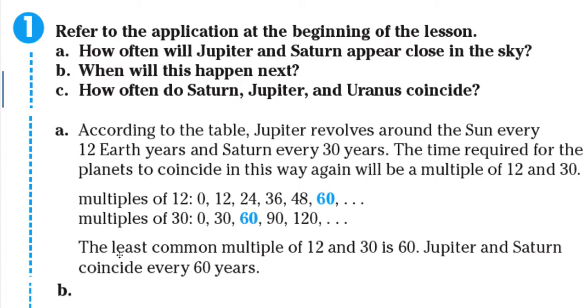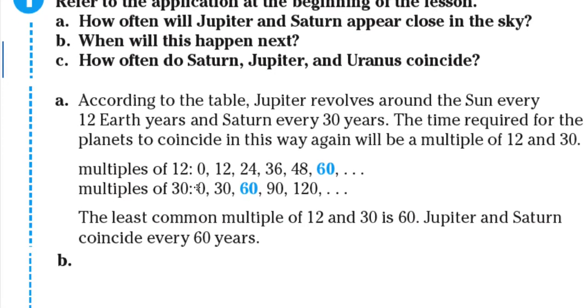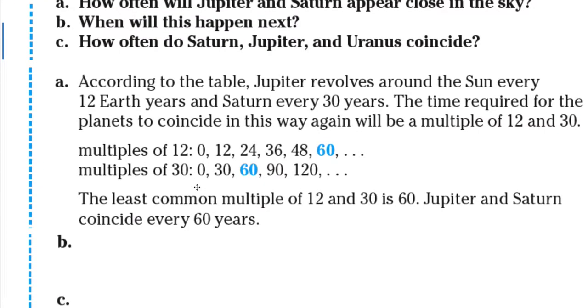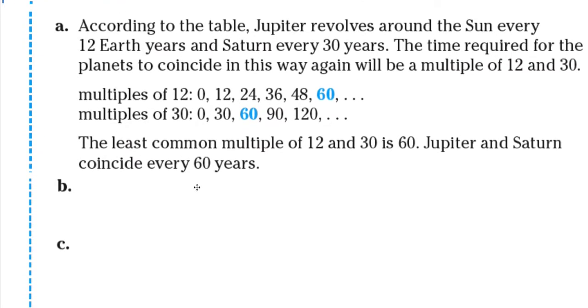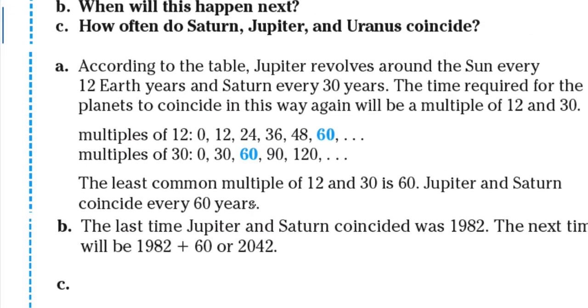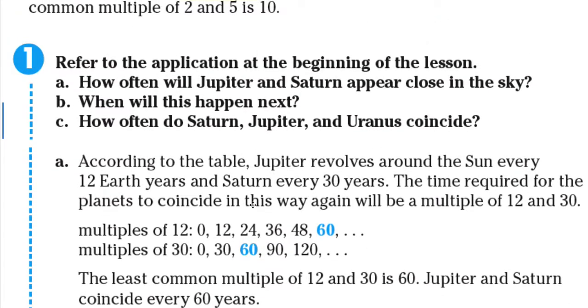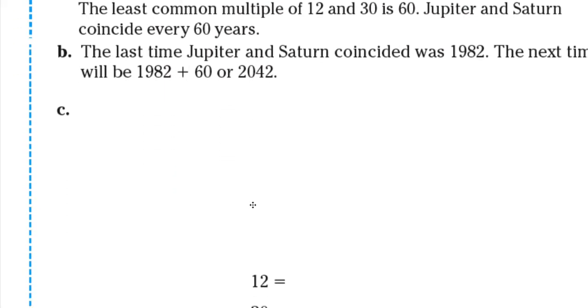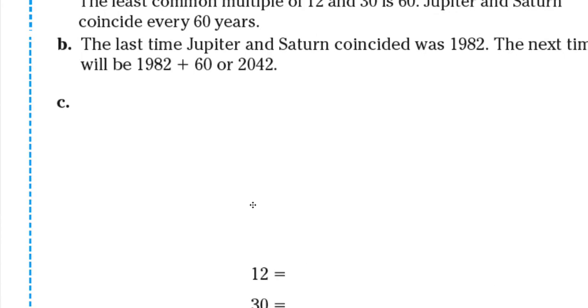Every 60 years. Okay? And let's take a look at how to answer letter B. When will this happen next? The last time Jupiter and Saturn coincided was 1982. The next time will be 82 plus 60, or 2042. So in 2042, Saturn and Jupiter will coincide.